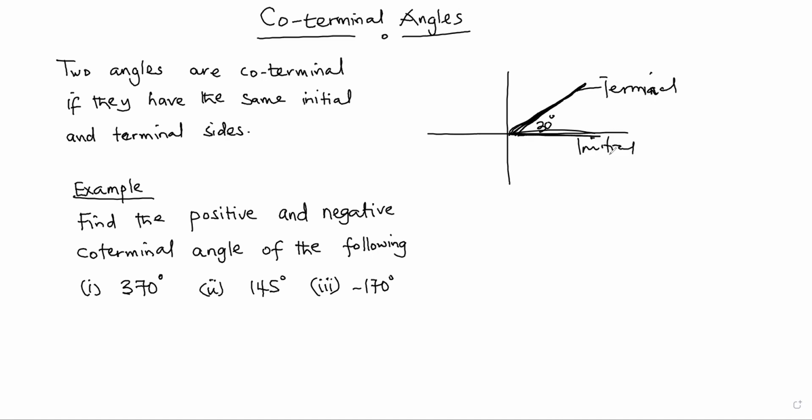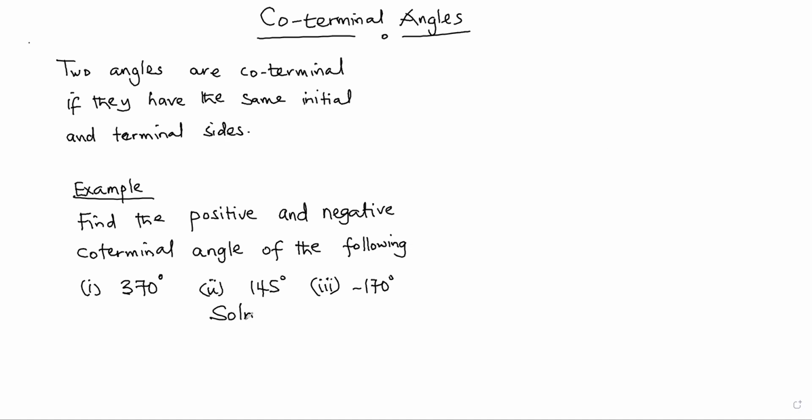In a situation where you have the same initial and terminal side, then we talk about coterminal. And with coterminal, if you want to find a positive and negative coterminal, what we do is add 360 and subtract 360. So the question before us says to find the positive and negative coterminal angles of the following: 370, 145, and negative 170. So to find a positive, let's take them one by one.